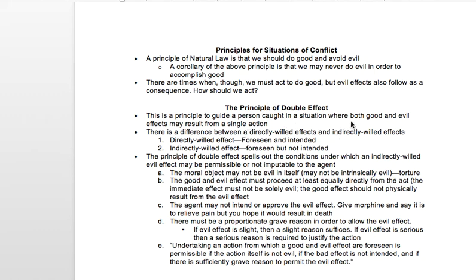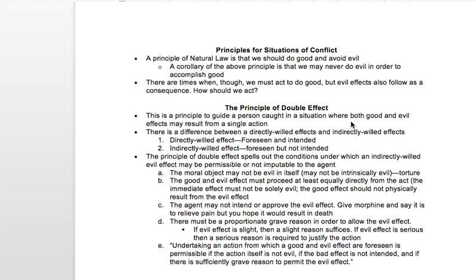Now, a directly willed effect is an effect of an action that is foreseen and intended. So you act and you foresee the consequences of your act and you intend those consequences, right? So if someone is hurt and you give them medication, you foresee that it will make them better, and that's intended. Okay, so there's nothing wrong with that. A directly willed effect is something straightforward.